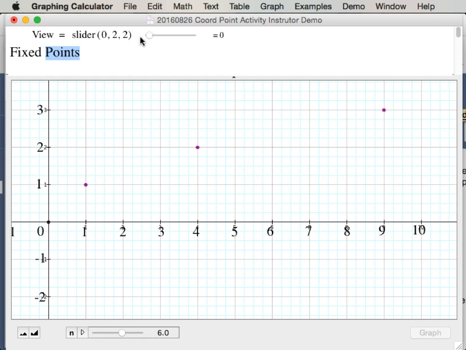I want you to make your graph look just like this. Make your graph look just like this. Now I want you to do this 2 ways: with a function and without a function. So using a function and without using a function. Both ways are important. You should be able to do this both ways.